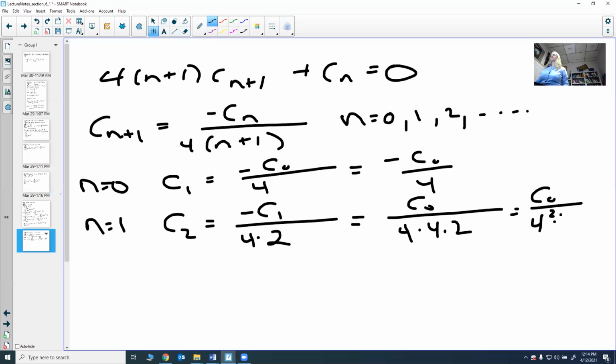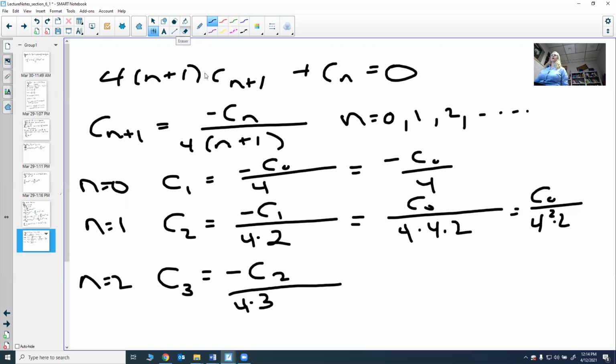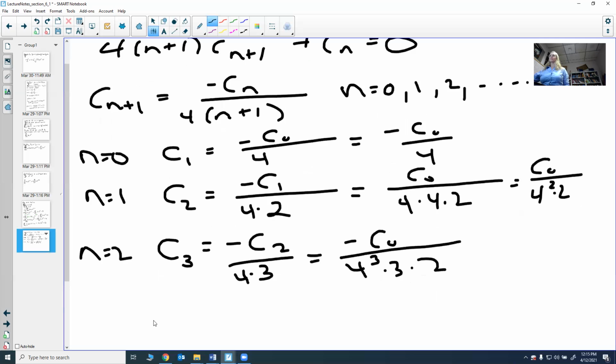In fact, 4 times 4 is 4 squared, so it's 4 squared times 2. I'm not going to work out what this is equal to, because I'm looking for patterns, and if I simplify it, I lose my ability to look for patterns. Let's try n equals 2. That would be c sub 3, because 2 plus 1 is 3, minus c sub 2 over 4 times 2 plus 1, which is 3, so 4 times 3. Again, if I know c sub 2, I can find c sub 3, and c sub 2 is c sub 0 over 4 squared times 2. So it's going to be minus c sub 0 over 4 cubed times 3 times 2. So if I know c sub 0, I can find c sub 1, c sub 2, and now c sub 3. All I need to know is that c sub 0.